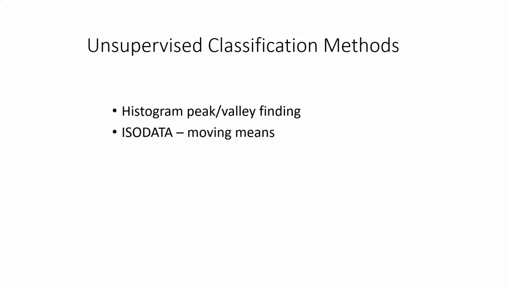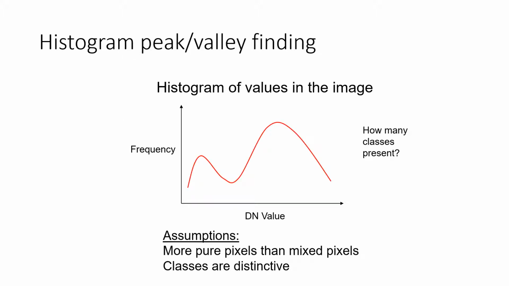Unsupervised methods: histogram peak and valley finding, and ISODATA moving means are some examples. Histogram valley finding is pretty easy. With histogram valley finding, we look at the histogram of our DN values relative to frequency, in other words, how often they occur. We'll have lows and highs, and the idea is that the more something occurs, the more likely it is something, and the less often something occurs, the less likely it is anything significant. In an example like this, you would simply pick that low spot and divide it there, and everything on one side would be in one class, and everything on the other side would be in the other.